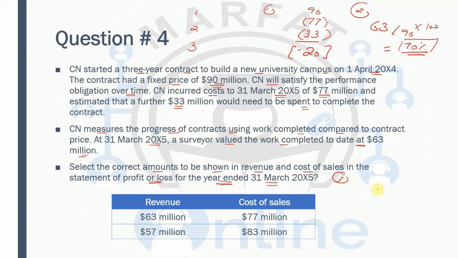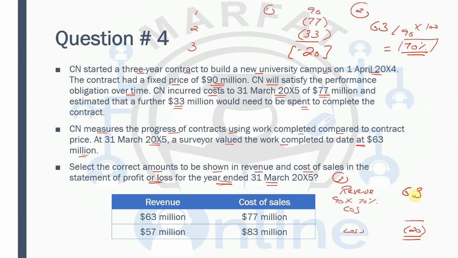Now we got step number 3, which is revenue, cost of sales, and now we have the loss. Loss should be immediately booked. How much is the loss? 20 million is the loss that should be immediately recognized. Now revenue: 90 is the total, 70% has been completed. So 90 into 70%, that is 63. 63 is the revenue.